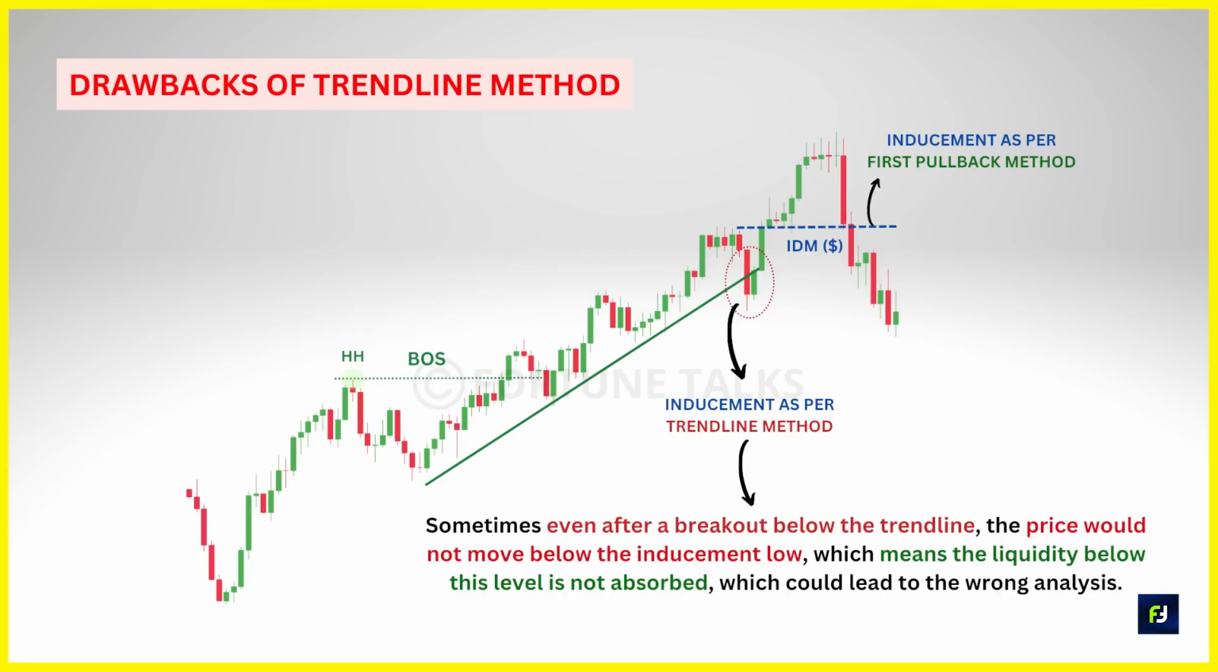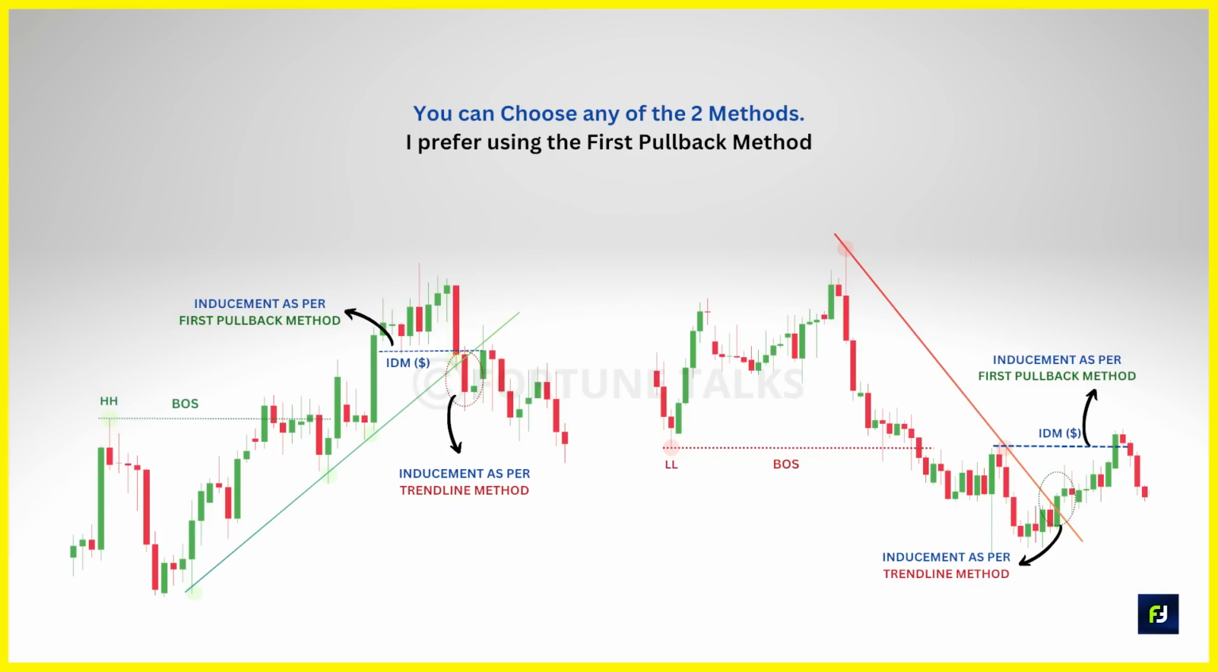The second issue is that sometimes even after a breakout below the trend line, the price would not move below the inducement low, which means the liquidity below this level is not absorbed. This could lead to wrong analysis. Because as per our pullback method, the inducement level gets shifted to newly formed pullback lows as long as the liquidity is not swept by the market. So from my experience, it is better if you stick with the first pullback method after a valid break of structure for marking your inducements.